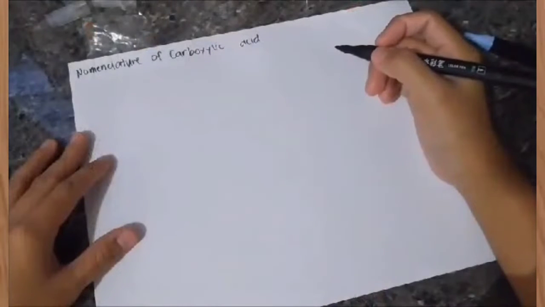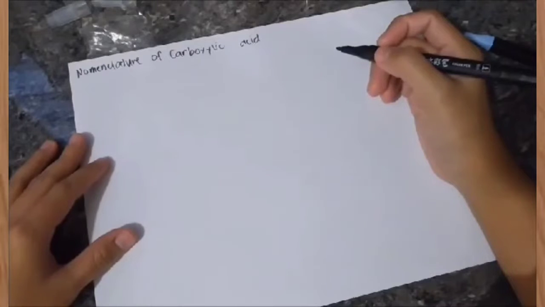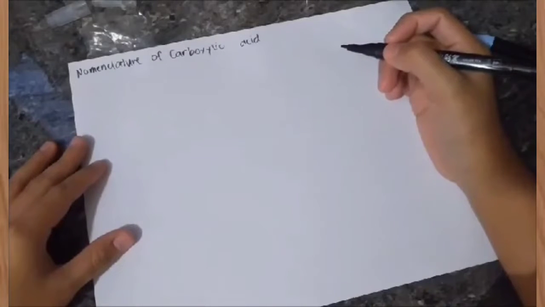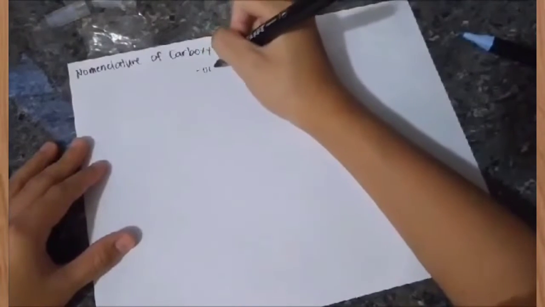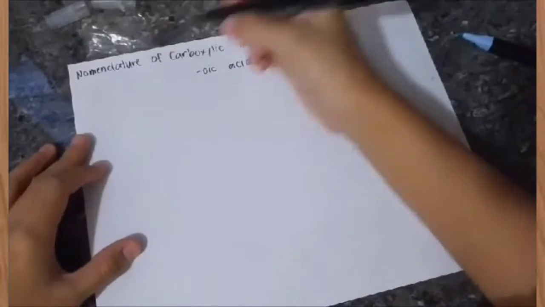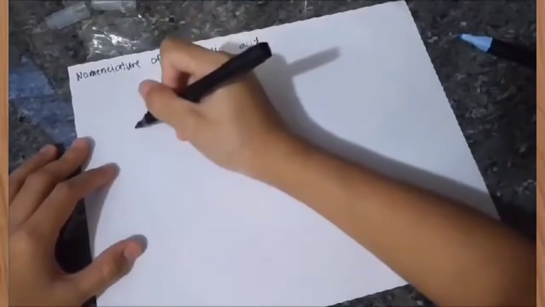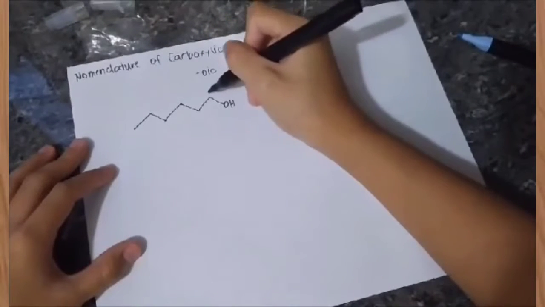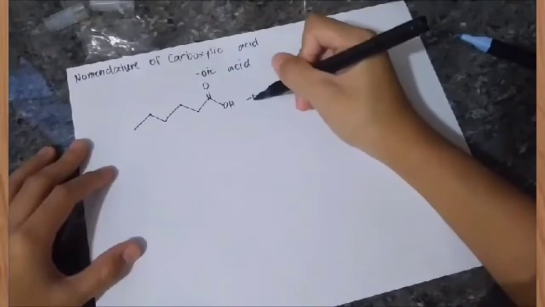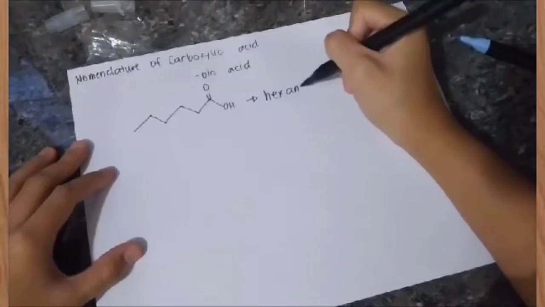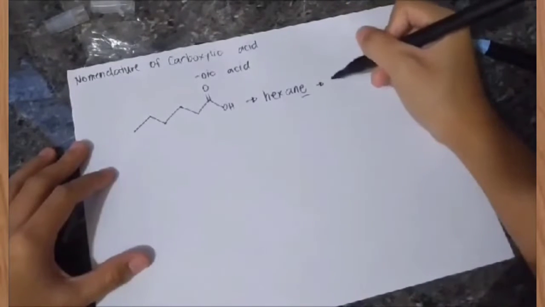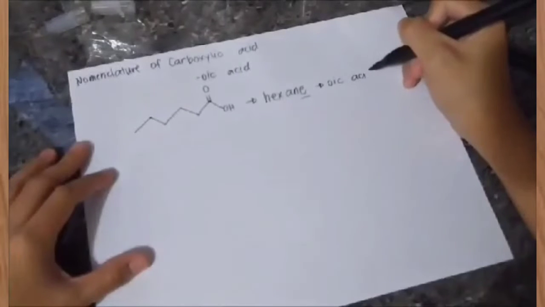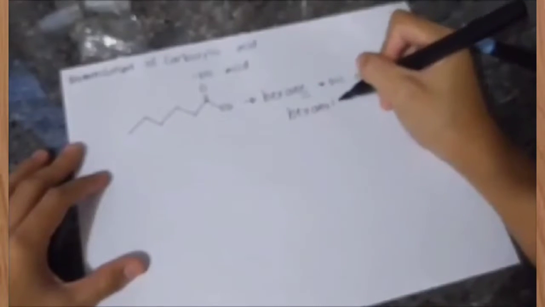The IUPAC nomenclature of carboxylic acids is identified by a suffix added to the parent name of the longest chain. Change the ending of the parent group into -oic acid. For example, this 6-carbon chain. This is hexane. Change the E into -oic acid, and this will become hexanoic acid.